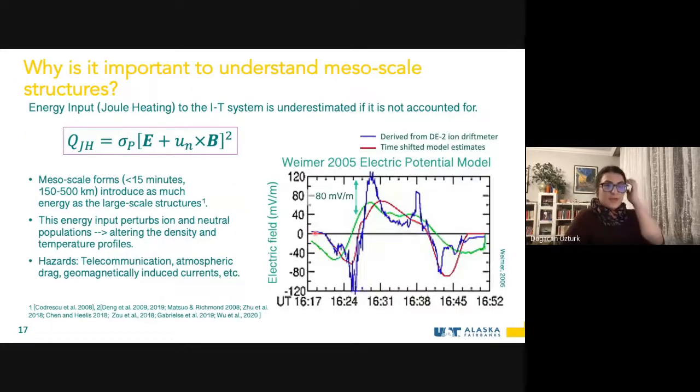So why are we really hoping to understand mesoscale structures? Because we have a system, the ionosphere thermosphere system, and our understanding of its energy budget is incomplete if we do not understand and try to find a way to model these mesoscale structures. Here you can see that the energy input to the IT system can be simply expressed in the form of Joule heating, where we have the Pedersen conductance.